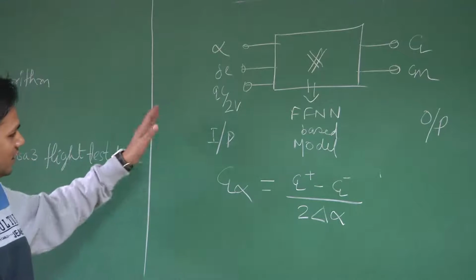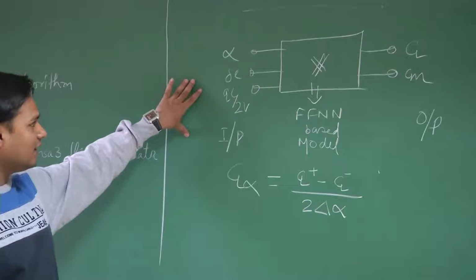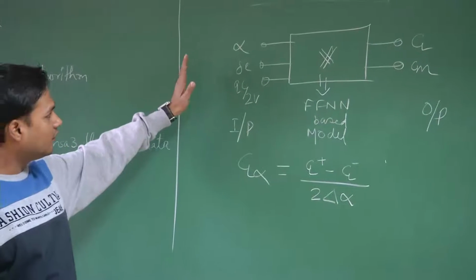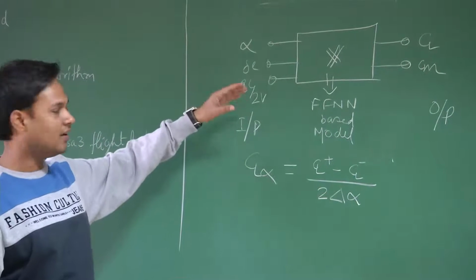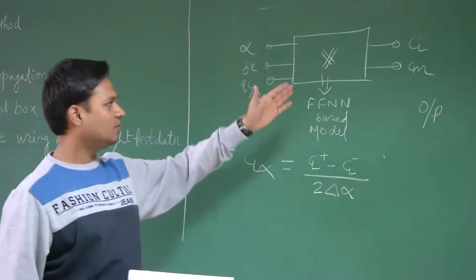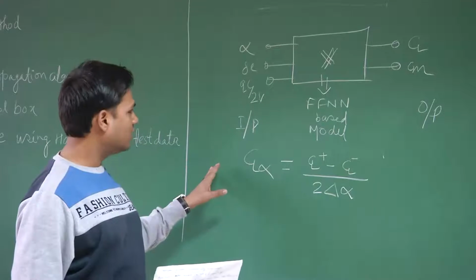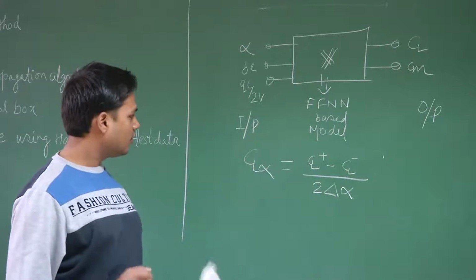Other variables also, like CL delta E, CM delta E: if you perturb delta E by delta delta E, then you will see the changes in force and moment coefficients. You can write it like this and you will get that.